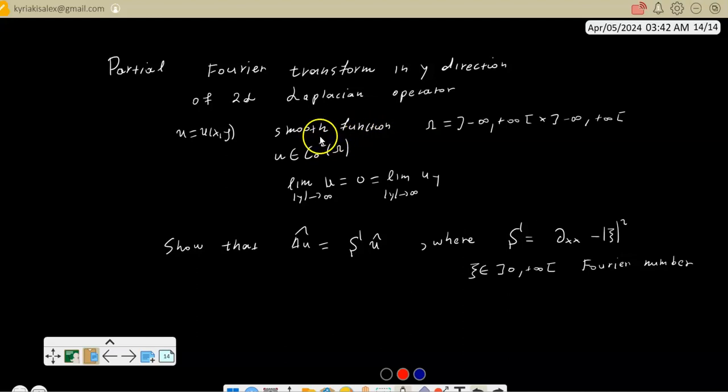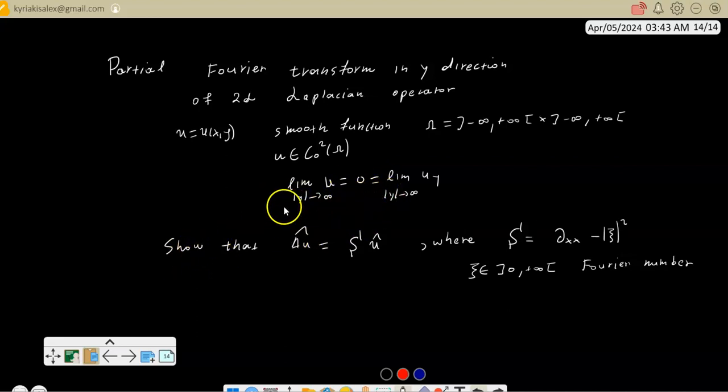It is a smooth function. This property is for the function: it is smooth and belongs to this class C^2, which means that it is continuous and also continuously differentiable, which means I can take the first derivative and second derivative of the function without any problem. And here I have some conditions where u with respect to y, the partial derivative with respect to y, is equal to 0 as y grows.